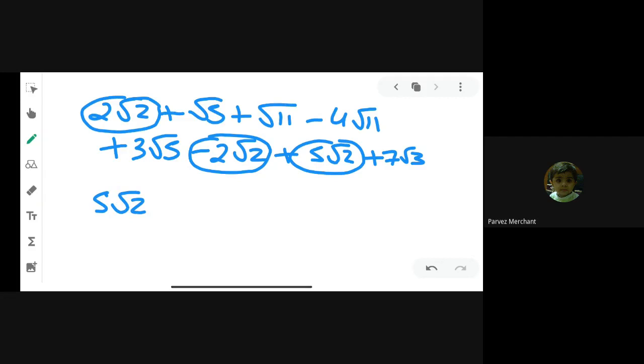Now you can see root 5, and one other term we have, plus 3 root 5, which has root 5.